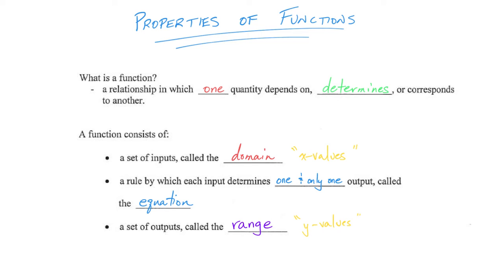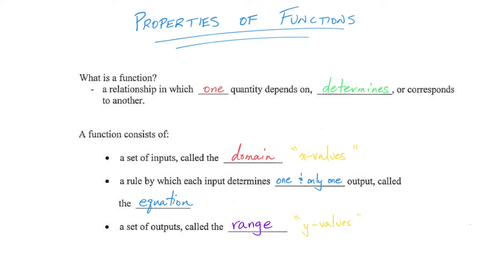Now, let's take a look at what a function consists of. That is, what are the components of a function? Well, we start out with that first bullet. We should be good that a function has a set of inputs. Now, that set of inputs is what we call the domain, and I'm hoping that that term domain is something that you've heard in the past.